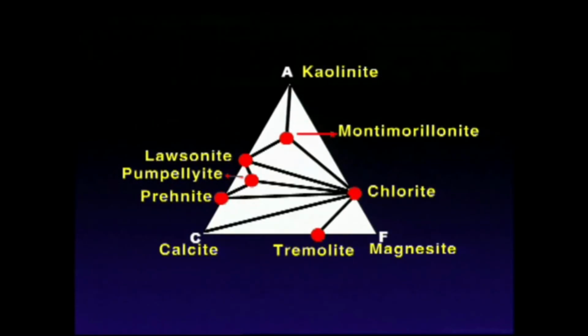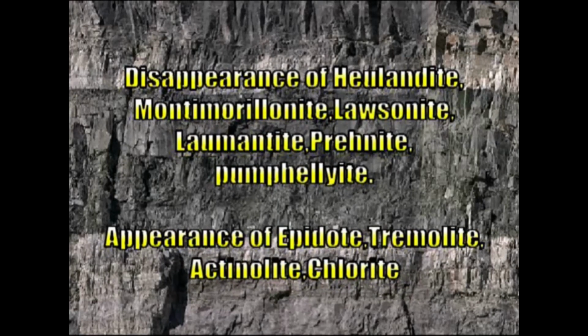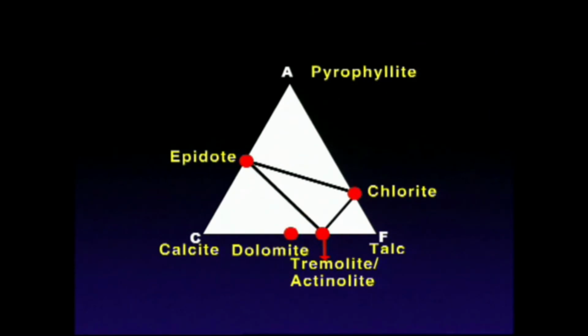Similarly, the disappearance of all clay minerals like kaolinite, montmorillonite, lawsonite, laumontite, prehnite, pumpellyite, and the final ACF diagram also indicate the beginning of greenschist phases. As per the diagram at the upper limit of zeolite phases, the A corner is occupied by pyrophyllite, C by calcite, and similarly magnesite, tremolite, actinolite, dolomite, epidote and chlorite. So that indicates the beginning of greenschist phases.